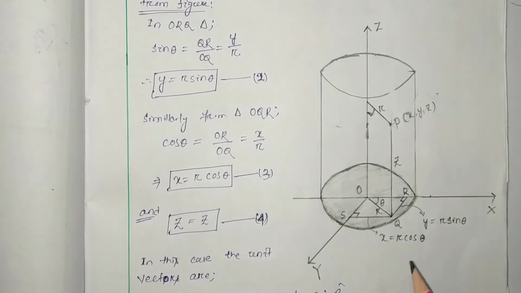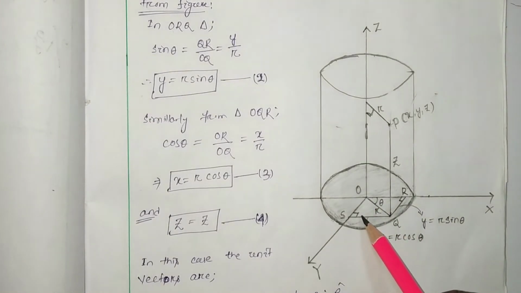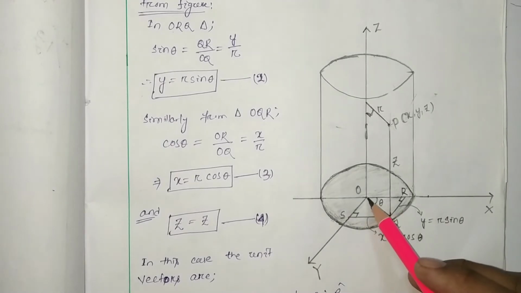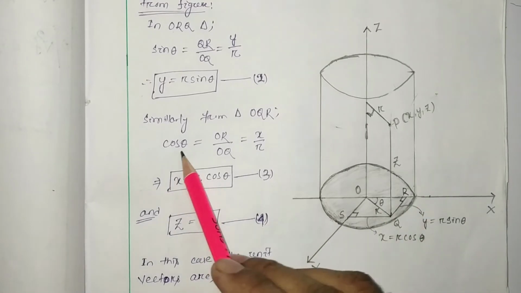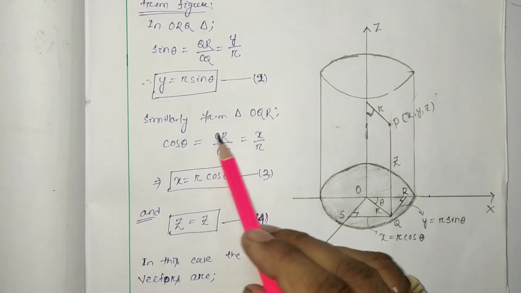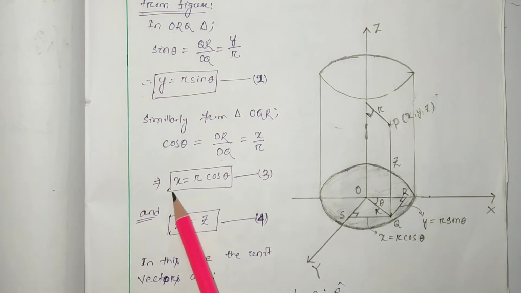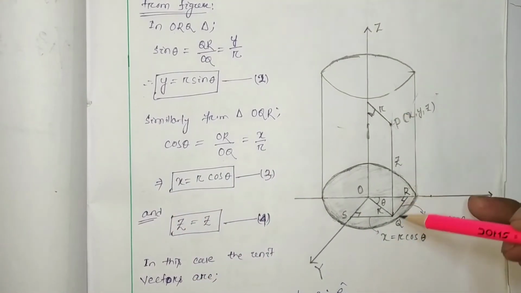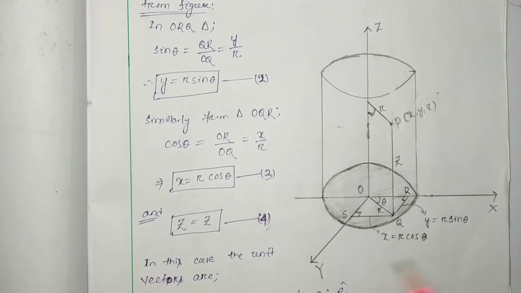Similarly, consider the triangle OQR. Now cos theta will be how much? Cos theta will be, here this is the base, OR by OQ. OR is nothing but the x component, so x by r. So x will be r cos theta, and z is nothing but the z component, z will be z. Let this be your equation number 3, and let this be your equation number 4.